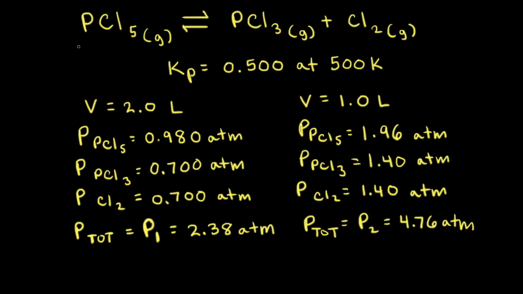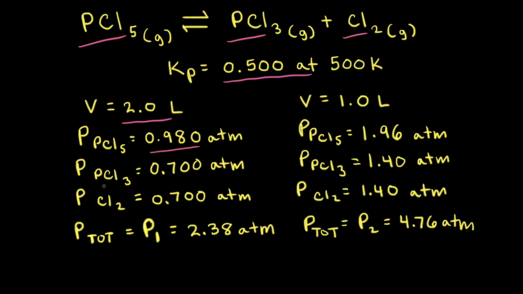Phosphorus pentachloride will decompose into phosphorus trichloride and chlorine gas. Kp for this reaction is equal to 0.500 at 500 Kelvin. Let's say that this reaction is at equilibrium in a reaction vessel that has a volume of 2.0 liters, and the equilibrium partial pressure of PCl5 is equal to 0.980 atmospheres.